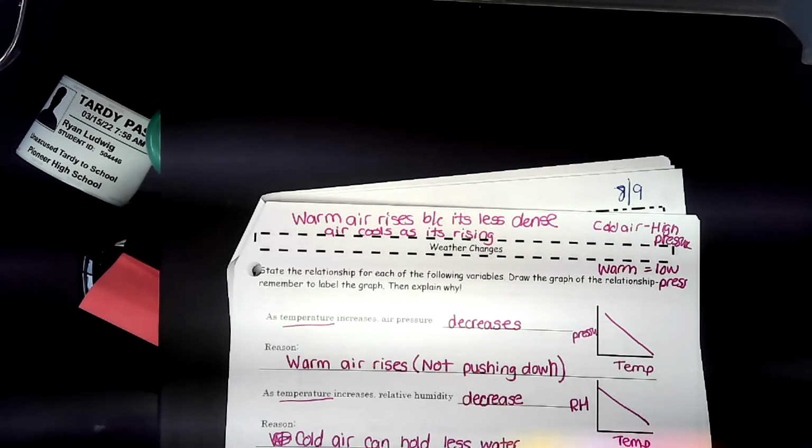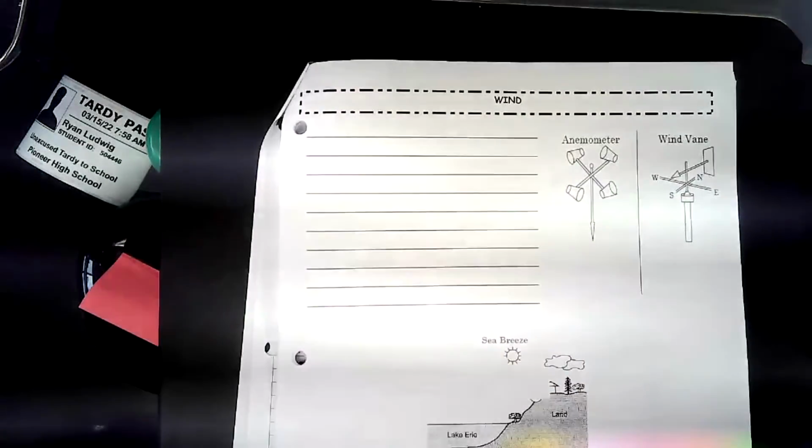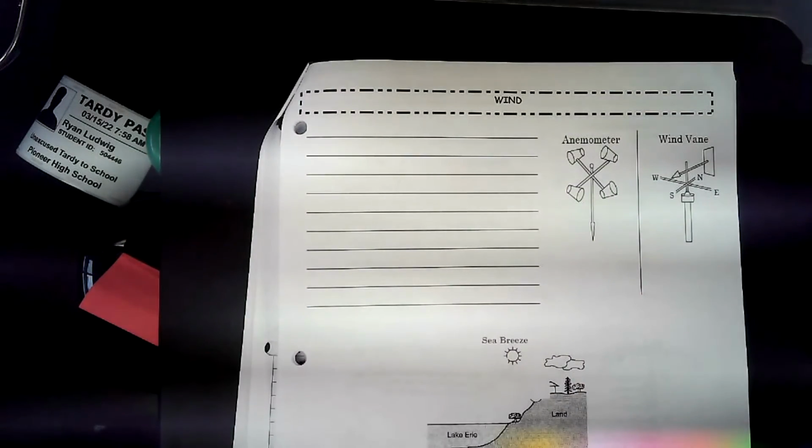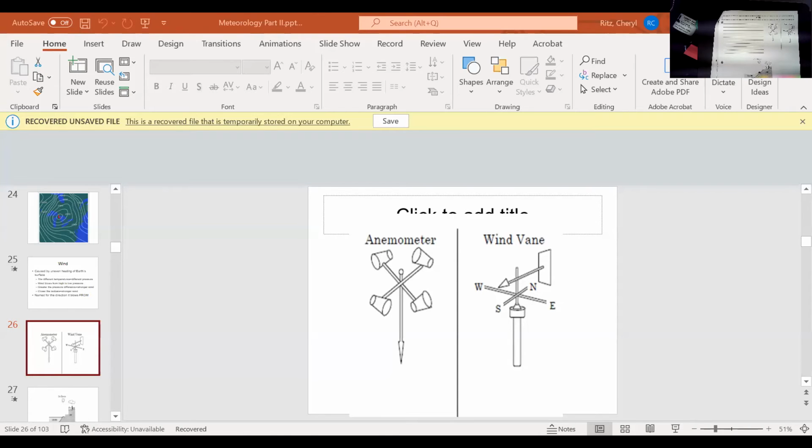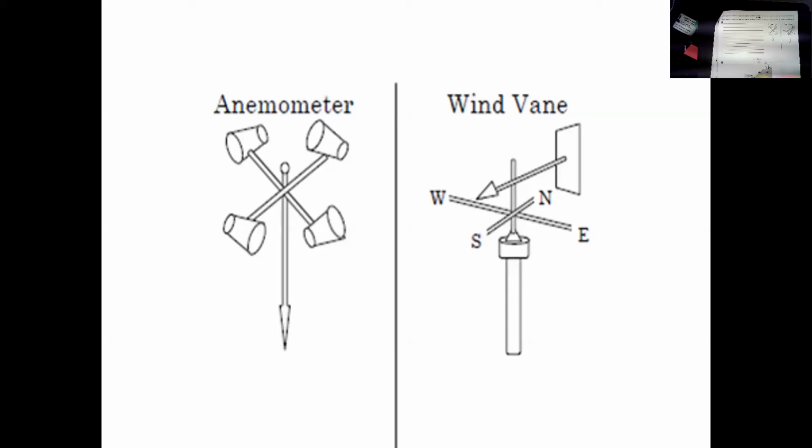All right, we don't have too much more time, and I realize we've been skipping over wind every day. So we're going to go to wind, page 27. We're going to start with these two pictures, which you have labeled right there on the top of page 27.